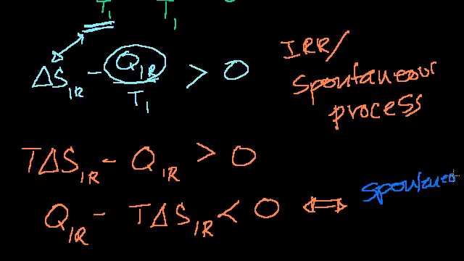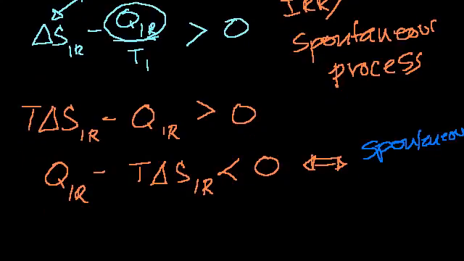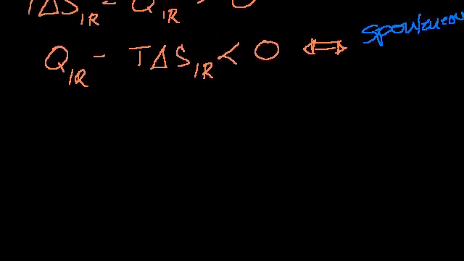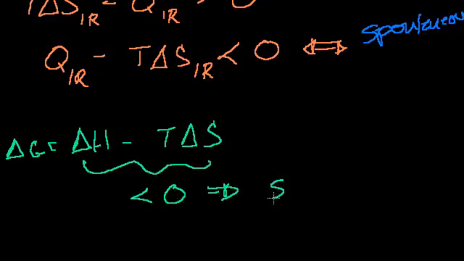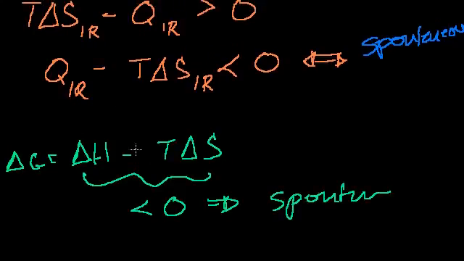And at this point, this should look reasonably familiar to you. When we wrote our Gibbs free energy formula, we said change in G is equal to delta H minus T times delta S. And we said that if this is less than 0, then we have a spontaneous process. This all makes sense because these two are equivalent to each other. What's the only difference here? Here we wrote heat added to the system. Here we wrote change in enthalpy.